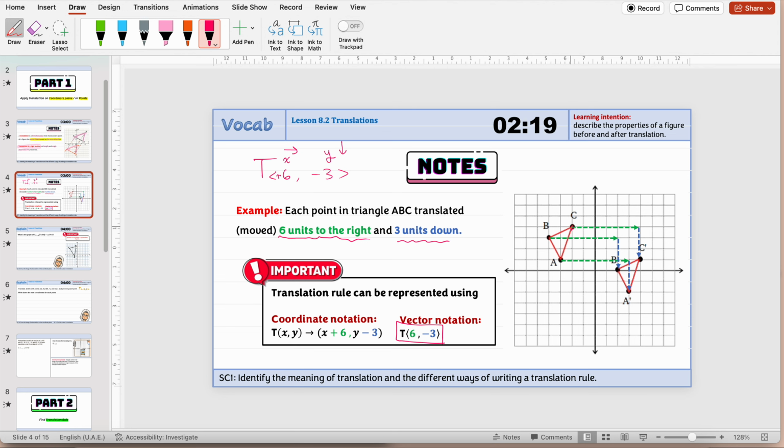As you can see, point C, I moved it 6 units to the right and 3 down, and I got C prime, the image of the C, the original. We call it pre-image. Okay? Same goes for B. 6 to the right, 3 down. All of them moved the same direction, same distance, and the new image we call it the same as the original, but with a prime. B prime. We call it an image.